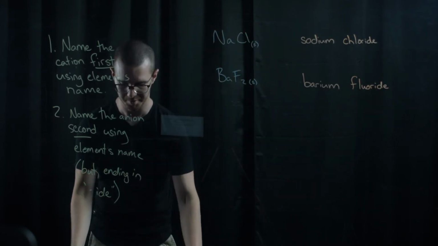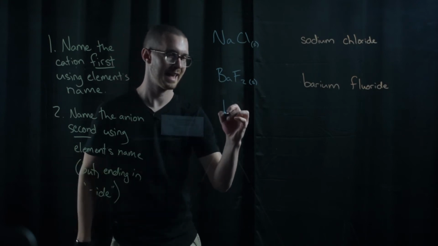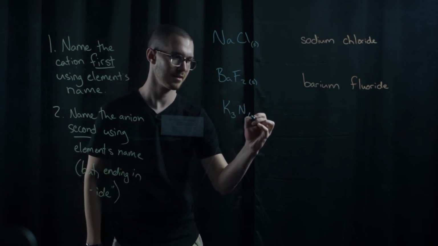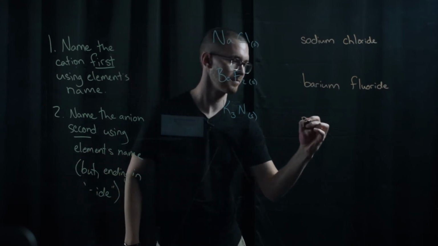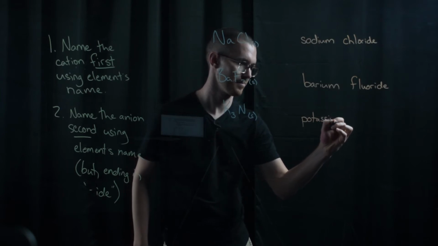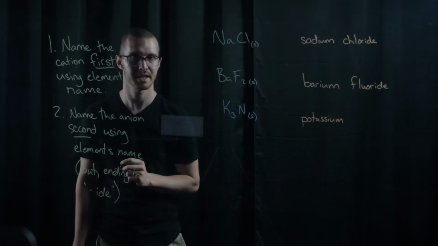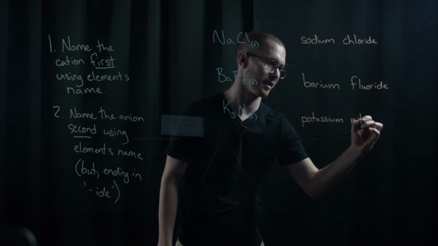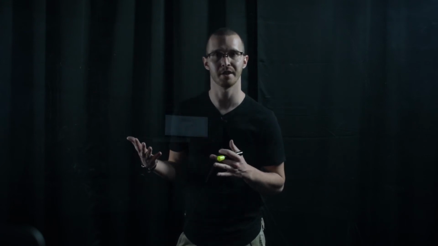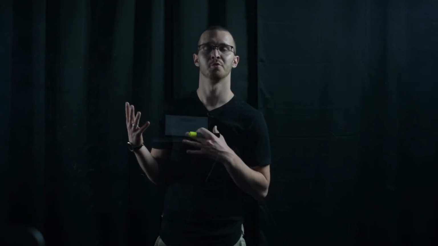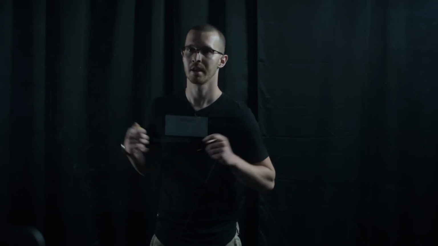Now let's do one more example. If we have K3N, my cation is potassium, and my anion is nitrogen. So it's a nitride ion, nitride. Potassium nitride. Now oftentimes you'll be given the opposite case, where you're given the name of the ionic compound, but you need to find the formula. So there are some rules to that. There's a couple more because it's a little bit more complicated than just naming.